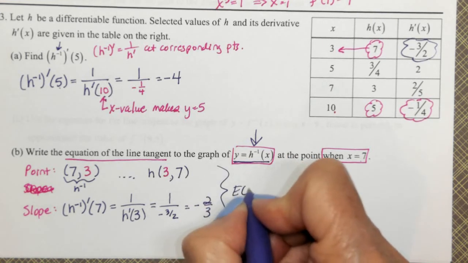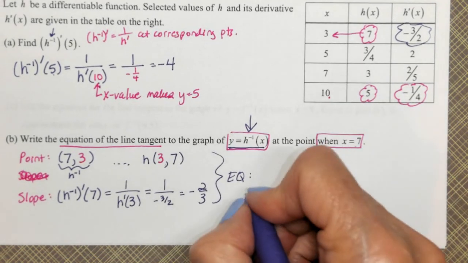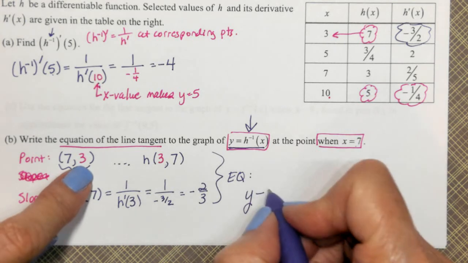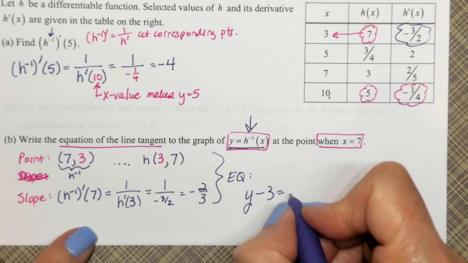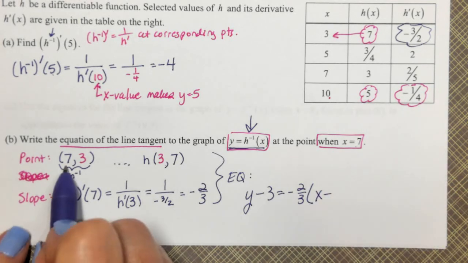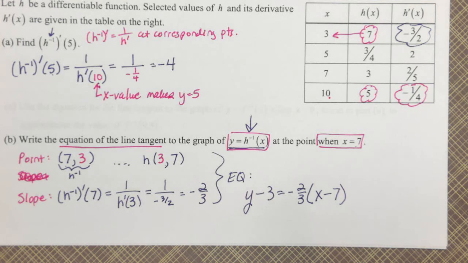So the equation of the tangent line would be y minus the y-coordinate of H inverse is equal to the slope times x minus the x-coordinate on H inverse. And that is an equation of the line tangent to H inverse when x is 7.